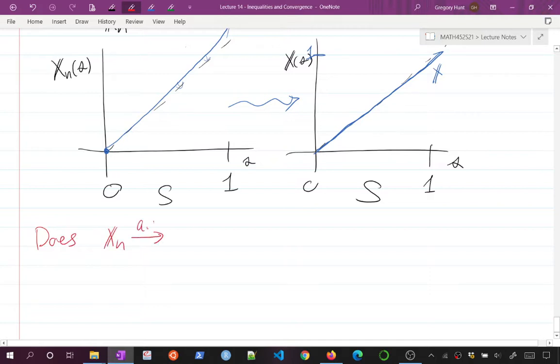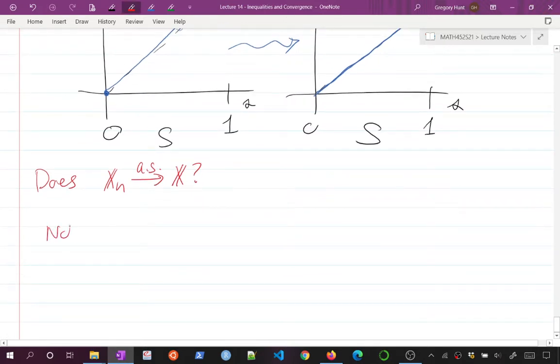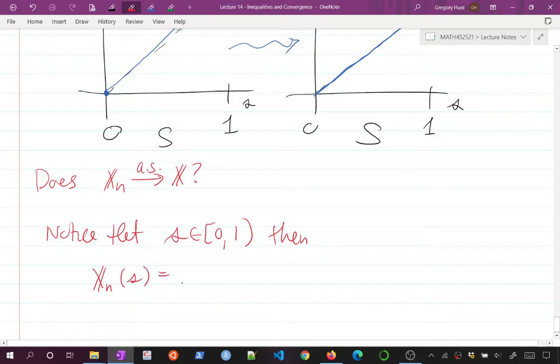Notice here, we can ask, does X_n converge almost surely to X? Well, what does that mean? Notice that if my little s is between 0 and 1, but not including 1, then X_n of s, which is s plus s to the n, is going to converge to s, which is X of s. Why? If s is between 0 and 1, right? So take s is 0.5.